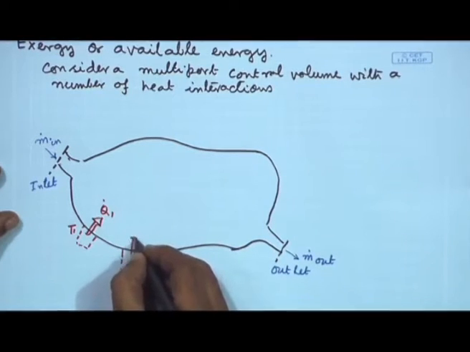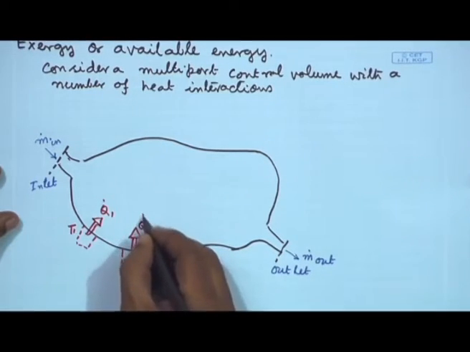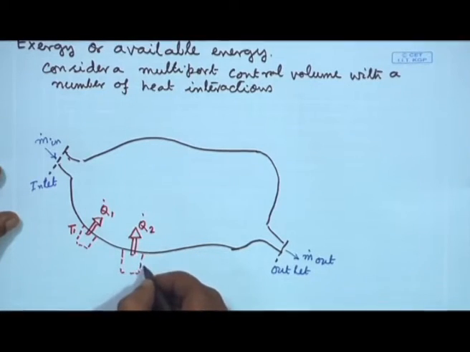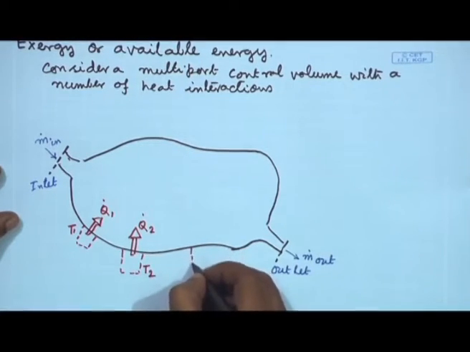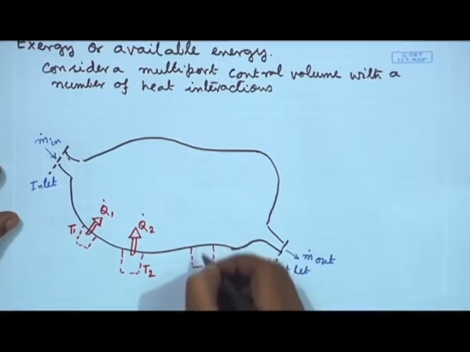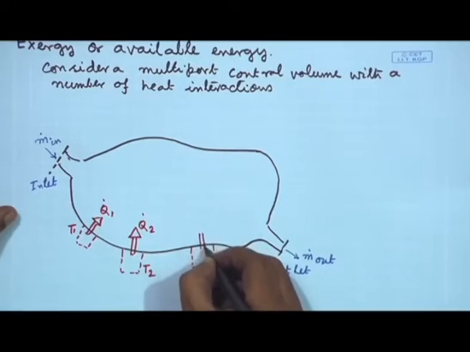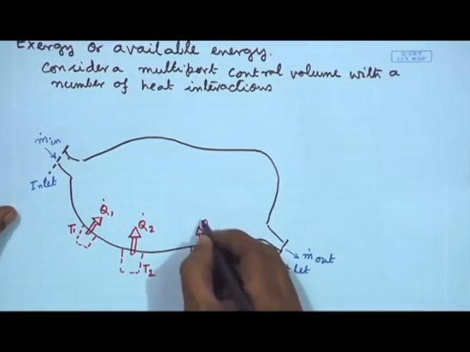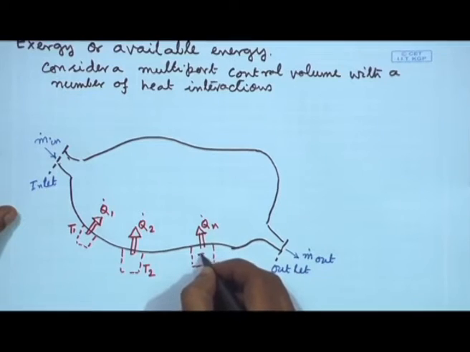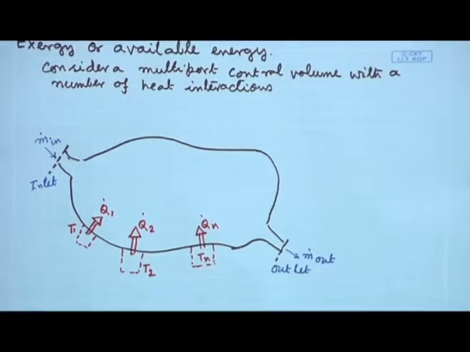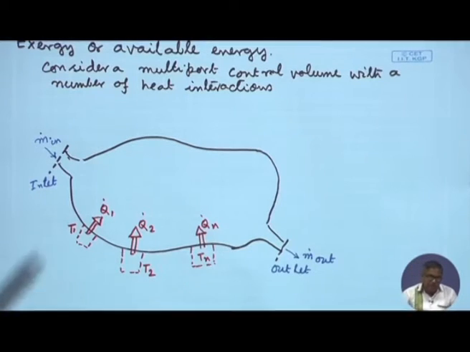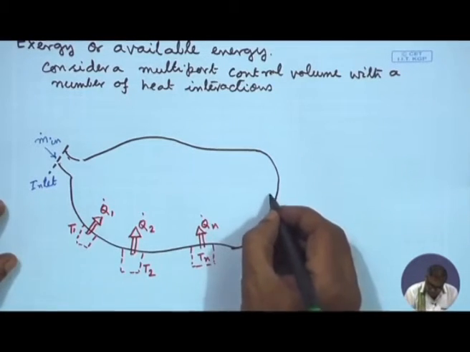Q dot 2 amount of heat is entering at a temperature T 2, and let us say at an arbitrary port or arbitrary point Q dot n amount of heat is entering at a temperature T n. So, basically we are having different kinds of heat interactions. Then we are also having some sort of work interaction. Let us say here we show some sort of work interaction.